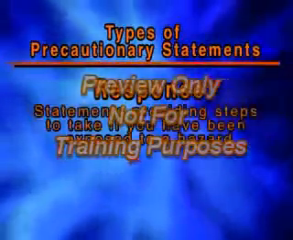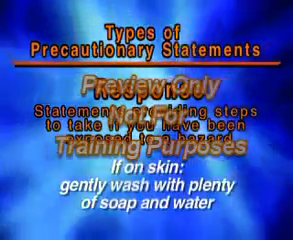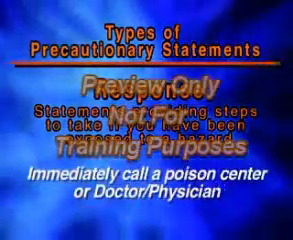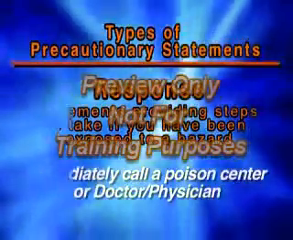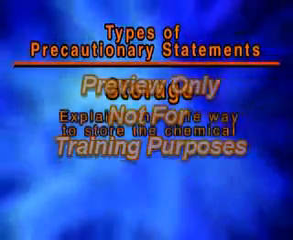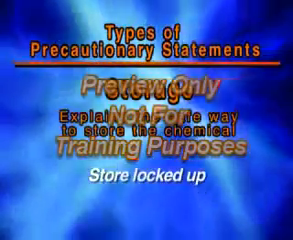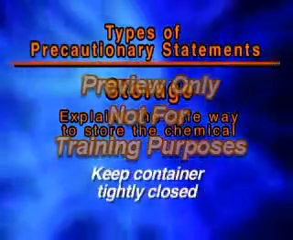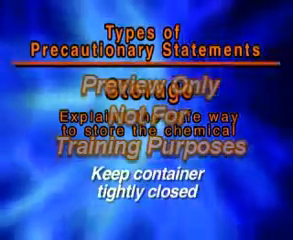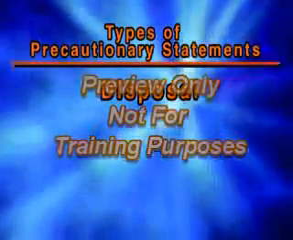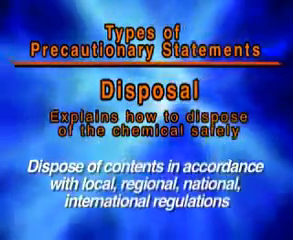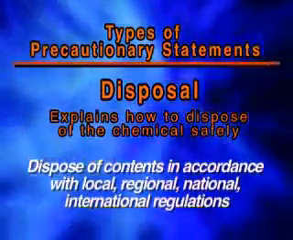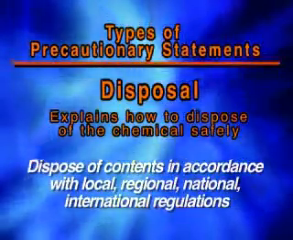Response: statements providing steps to take if you have been exposed to a chemical hazard. "If on skin, gently wash with plenty of soap and water," or "immediately call a poison center or doctor/physician" are examples of response statements. Storage explains the safe way to store the chemical. "Store locked up," "store in a well-ventilated place," and "keep container tightly closed" are statements you might see in this section of the label. Disposal: the last statement explains to the employer and employee how to dispose of the chemical safely. "Dispose of contents in accordance with local, regional, national, international regulations" is an example of a disposal statement you might see on a label.